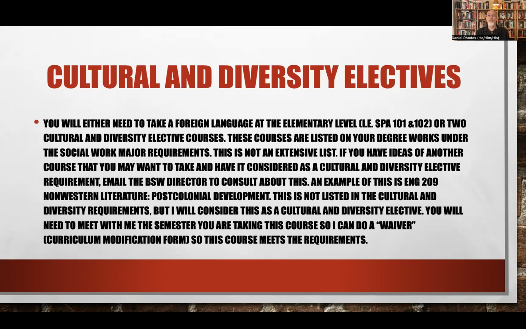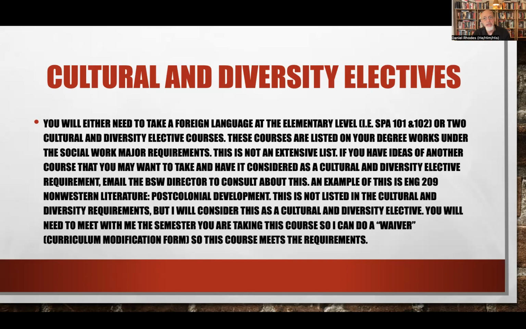So the cultural and diversity electives are listed below the social work required courses. When you're looking at DegreeWorks and you see social work required courses, and then you'll see psychology, sociology, political science, American politics, those are what are called cognate courses, courses or area requirements specific for social work majors. And then we have cultural and diversity elective courses. You can take two courses in the foreign language at the elementary level, which is usually Spanish 101, 102, or you can take two courses in the list of cultural and diversity electives.